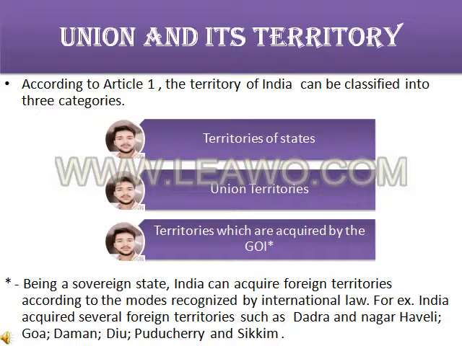Being a sovereign state, India can acquire foreign territories according to the modes recognized by international law. For example, India acquired several foreign territories such as Dadra and Nagar Haveli, Goa, Daman, Diu, Puducherry, and Sikkim. These are the territories which are acquired by the Indian government. As we all know, at present there are 29 states and 7 union territories. All provisions are applicable to all the states except J&K, Jammu and Kashmir. Why not in Jammu and Kashmir? Told you, just because of the special status of Jammu and Kashmir, that is Article 370, right? So this is a basic structure under Article 1. There are three types of states and we'll discuss them next.